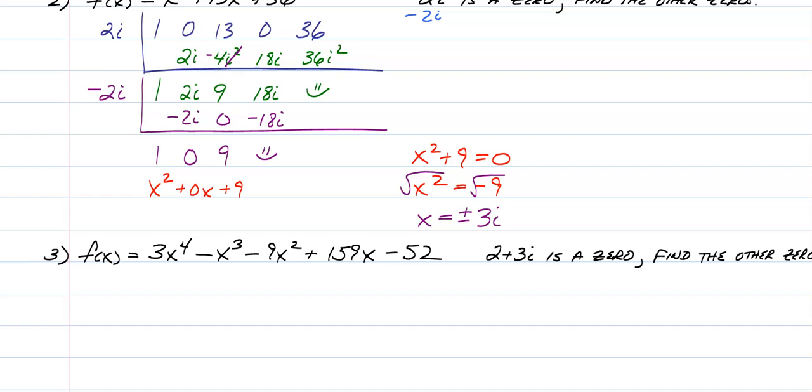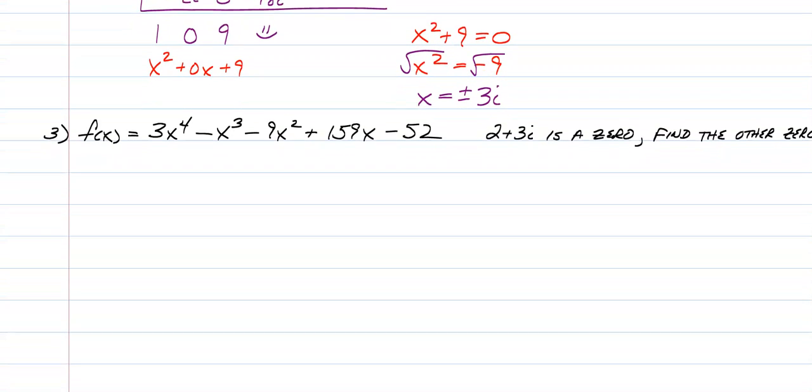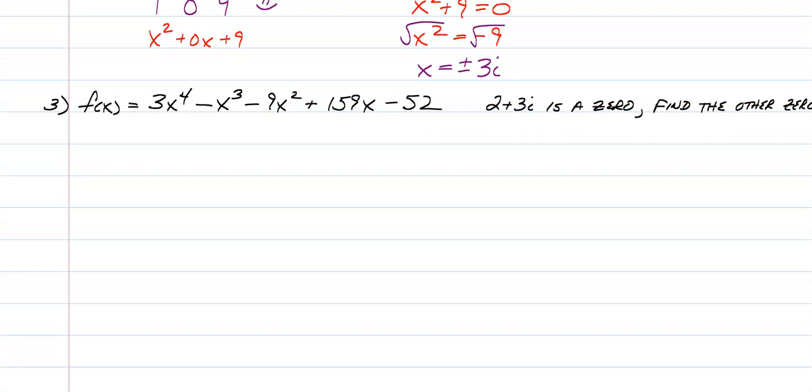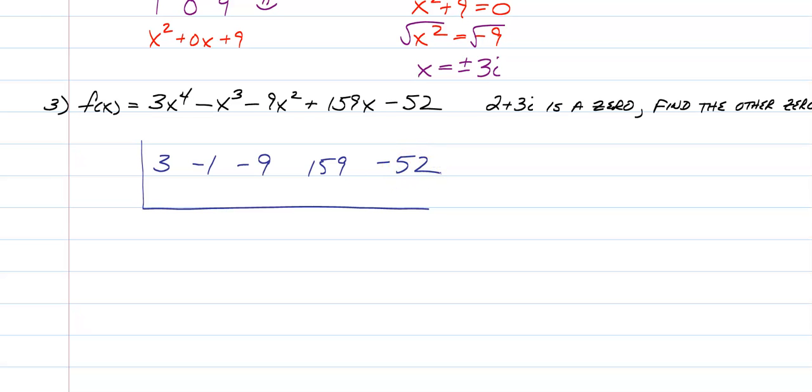So if you thought that one was crazy, check this guy out. You have to do synthetic division with 2 plus 3i and 2 minus 3i. However, the thought process is the exact same. So we're going to just set it up really quick. We're going to have a 3, negative 1, negative 9, 159, and a negative 52. And we are going to divide by 2 plus 3i first, using synthetic division.